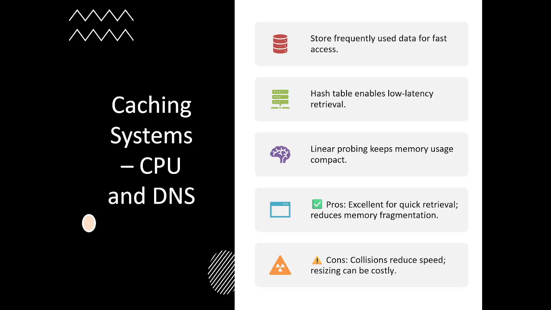Another one is caching systems with CPUs and DNS. It is used to store frequently used data for fast access. The hash tables enable low latency retrieval. Linear probing keeps memory use compact. The pros are that it is excellent for quick retrieval and reduces memory fragmentation. The cons are that collisions reduce speed and resizing can be costly.